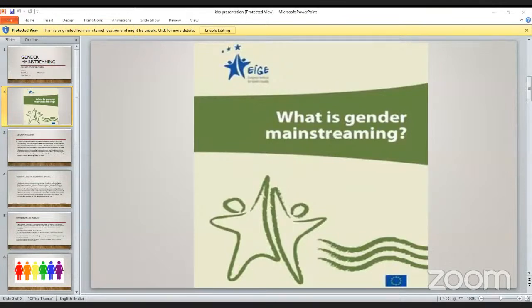Gender mainstreaming awareness raising goes hand in hand with gender equality training, and it also acknowledges the way to transmit the necessary information.